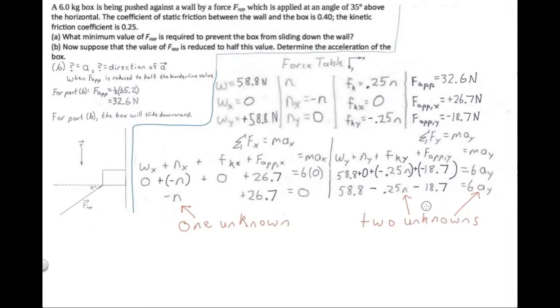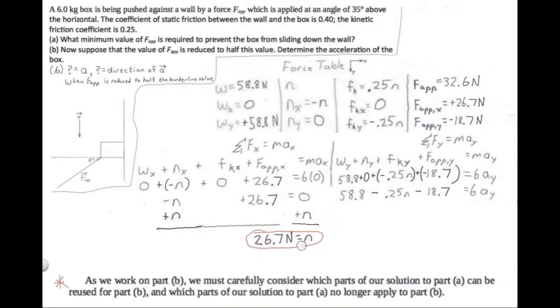The Newton's second law y equation now has two unknowns, n and a sub y, so we're not ready yet to solve this equation. The Newton's second law X equation has only one unknown, n. So we can solve the Newton's second law X equation for n. Here's our result for n. Remember that in part A, n equaled 53.4 newtons. But here in part B, we see that n equals 26.7 newtons. So if we tried to reuse the value for n from part A for part B, we would have gotten the wrong answer for part B.